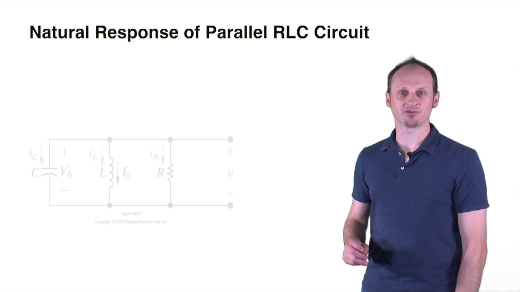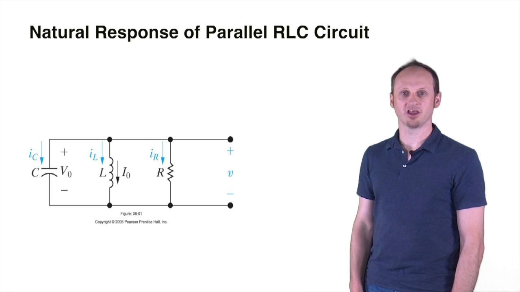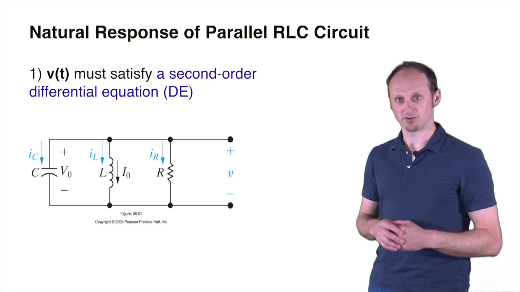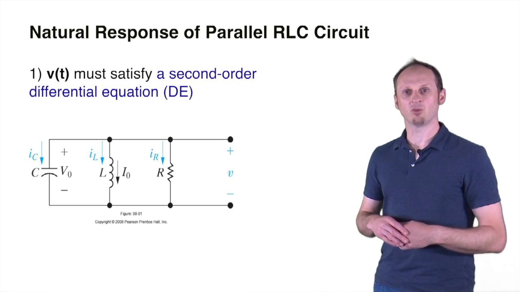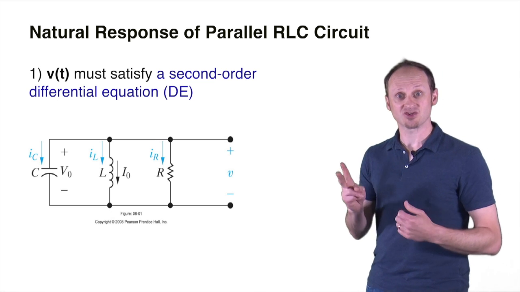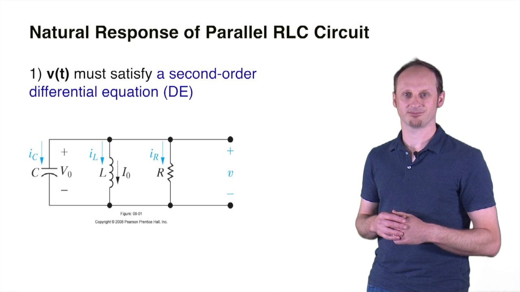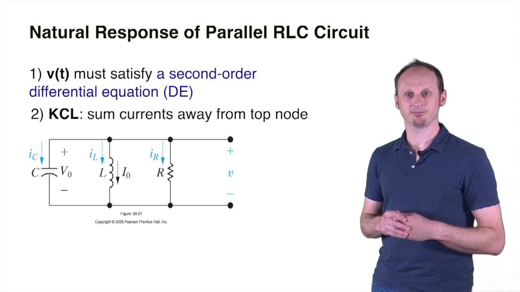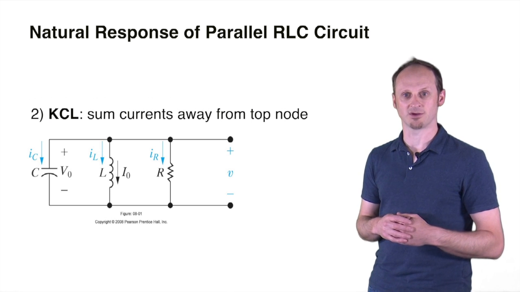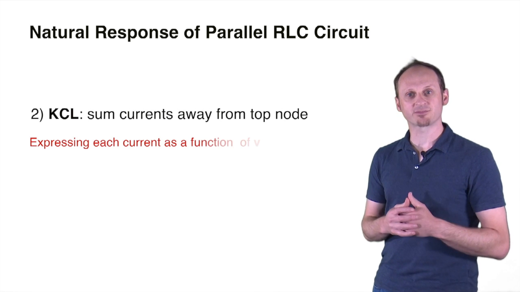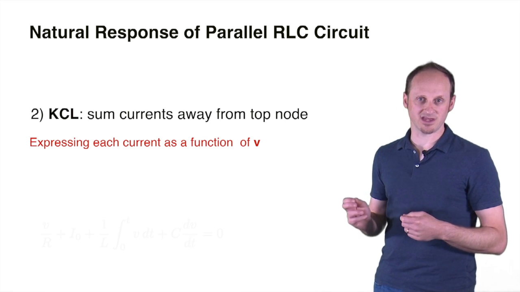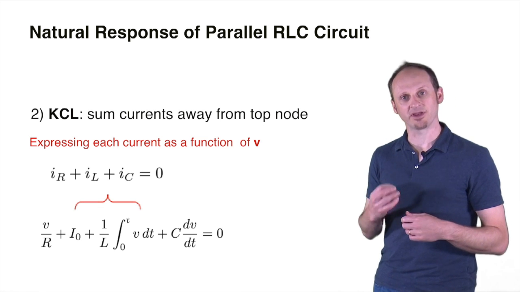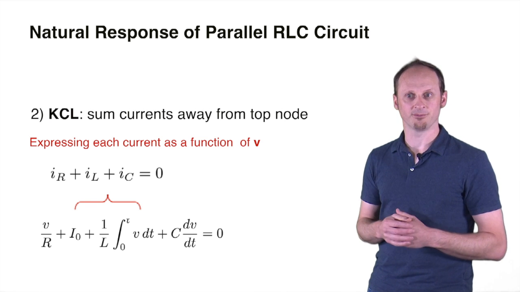So to find the natural response for our parallel RLC circuit, we first need to derive the second order differential equation that V, the voltage, must satisfy. Now, we know it's a second order differential equation because there are two energy storage elements in this circuit. Using Kirchhoff's current law, we're going to sum the currents away from the top node, and the sum of those has to be equal to 0. We're going to re-express each of these currents as a function of V by using Ohm's law and also by using the relationship between the current and the voltage in a capacitor through an integral.